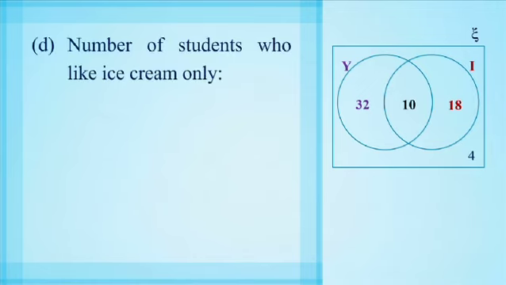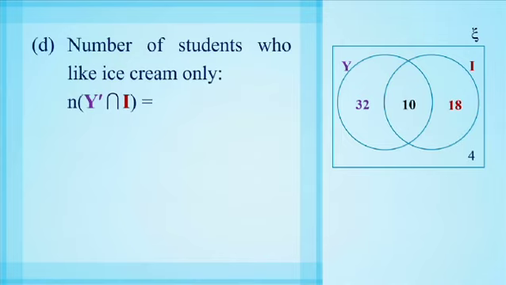Part D. Number of students who like ice cream only. Here, we are looking for the students who don't like yogurt but like ice cream. This set can be written as the complement of set Y, written as Y dash, intersection with the set I.